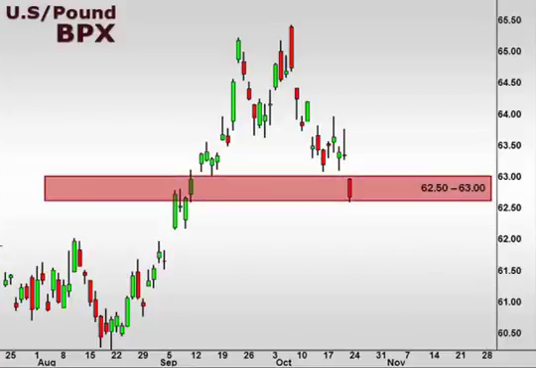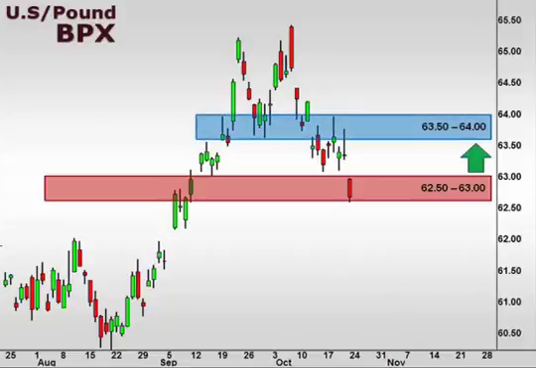Next up, the BPX, the US versus the British pound. The BPX continued lower, testing the 62.5, 63 support. We expect a bounce to test 64 this week. However, the next support sits down at 61.5, 62.